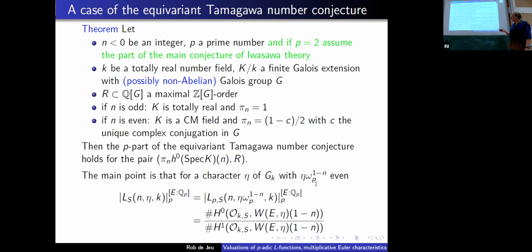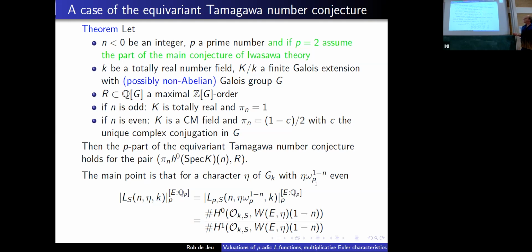So this is really without any condition. So that's negative n, and then the conditions here are such that I take a prime number p, and for p equals 2, again, in general, you have to assume part of the main conjecture of Iwasawa theory. Maybe not if k is Q. Then you take a Galois extension of k that is either totally real, or a CM field, and then you sort of project down onto the minus part. There's a unique complex conjugation in the Galois group if you have a CM field, and you look at where this one acts as -1.